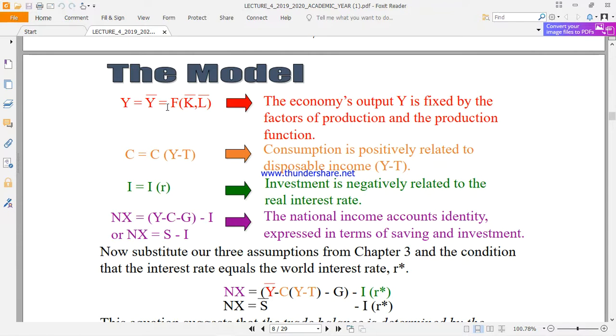Consumption depends on disposable income. Then there's a negative relationship between interest rates and investment. And then net exports is the difference between national savings and investment, which is what we're talking about here: net exports is the difference between domestic savings and investment. Now, let's combine all these. Let's combine everything here.